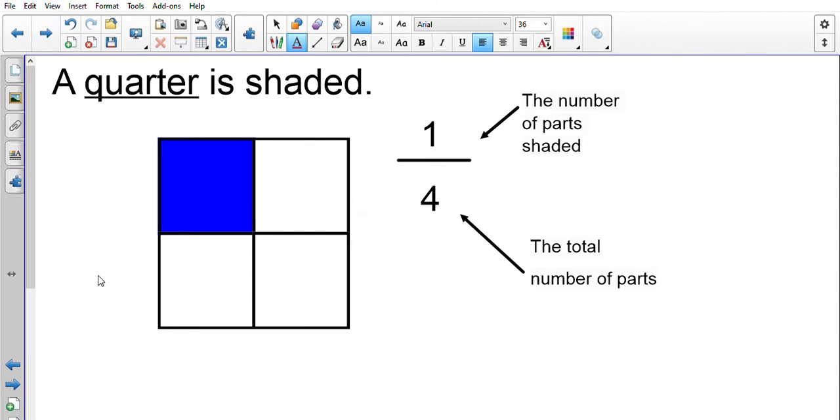Let's have a look at another fraction. These are called quarters, and I'm sure you've looked at quarters before. On this page, a quarter of the shape is shaded. So quarters are when something is divided into 4 pieces. So we've got 1 part, 2 parts, 3 parts, 4 parts, and one of those parts is coloured in. So 1/4, 1 out of 4 parts.